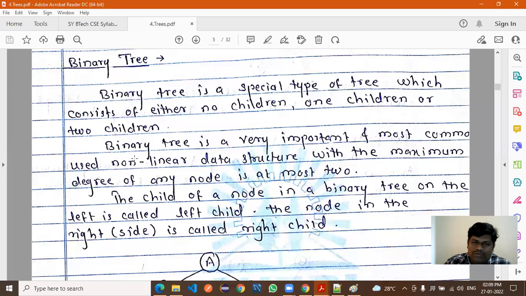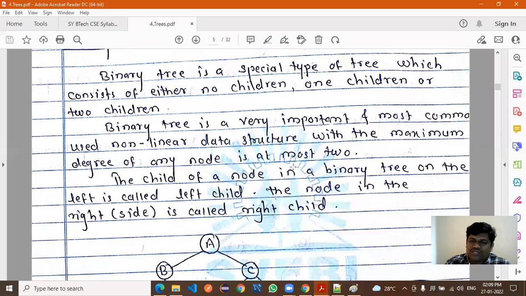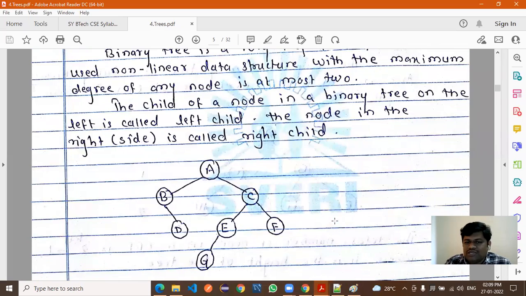Only two. Now, binary tree is a very important and most commonly used non-linear data structure with the maximum degree of any node at most 2. So maximum degree here means the maximum out degree of the binary tree is 2 only, not more than 2. You can consider out degree 0, 1 or 2, up to 2. Now the child of the node in the binary tree on the left is called a left child, and the node which is present on the right side is called a right child.